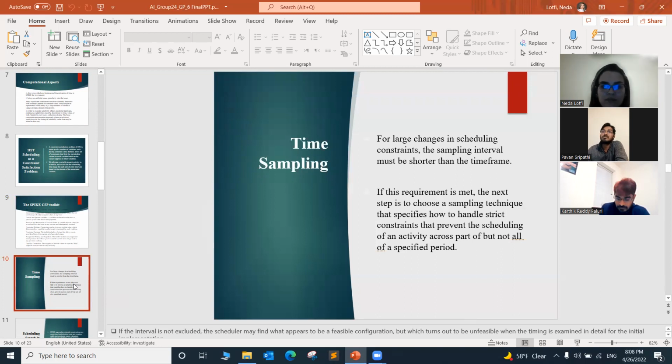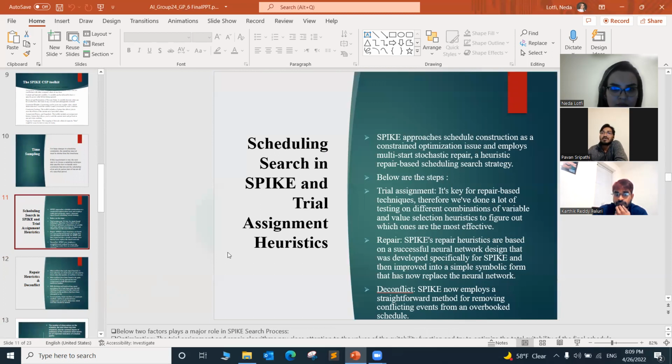And the next slide deals with time slamping. This time slamping is for large chains in scheduling the constraint, and the sampling intervals must be shorter than the time frame. For this time slamping, if the requirements are met, the next step is to choose a sampling technique that specifies how to handle strict constraints that prevent the scheduling of an activity across part but not all of the specified period.